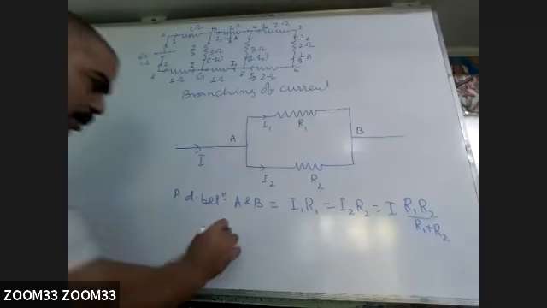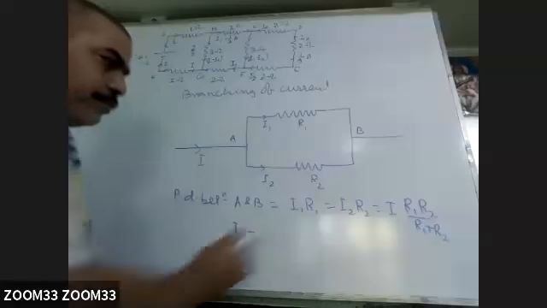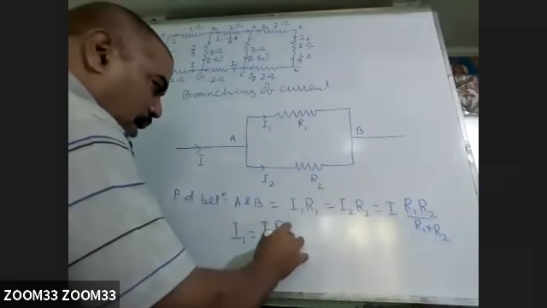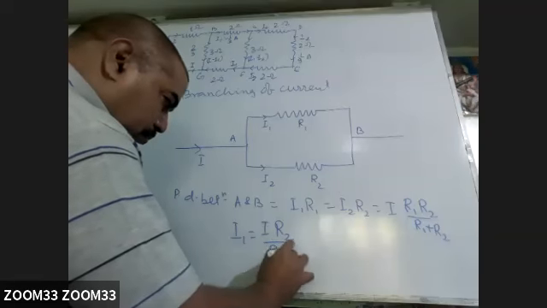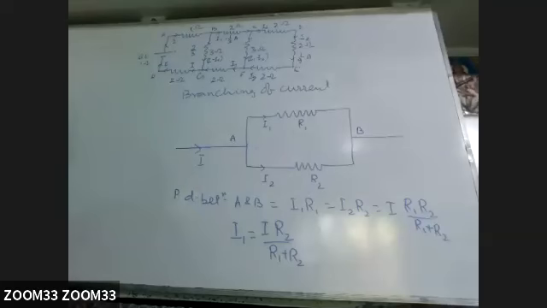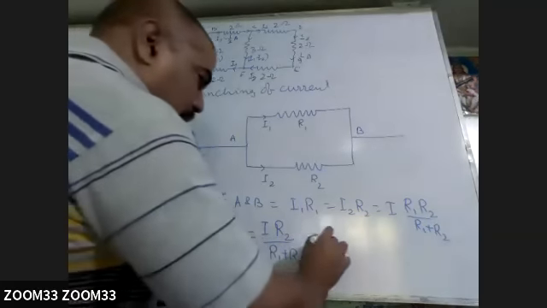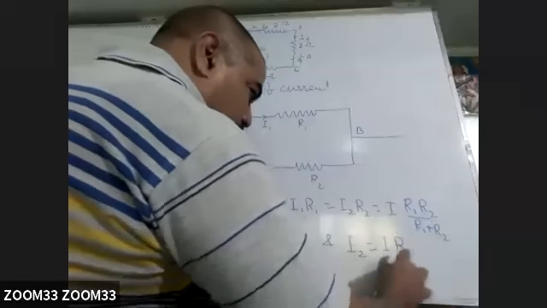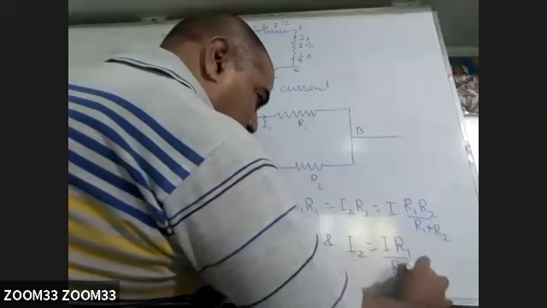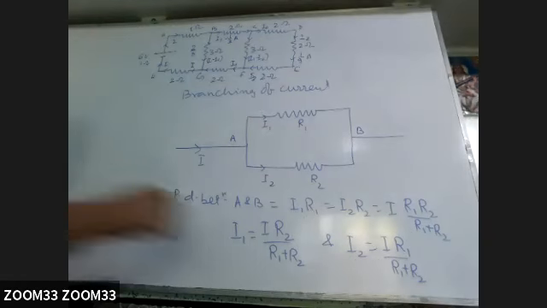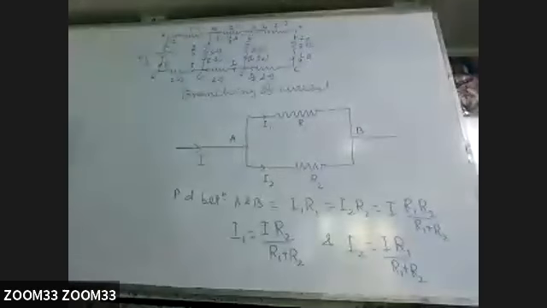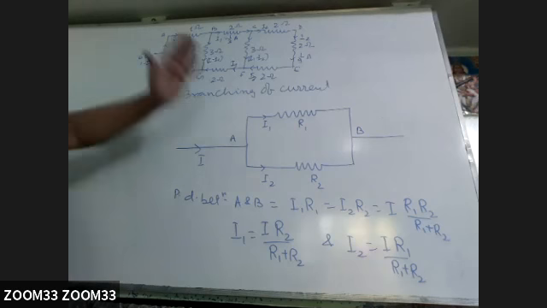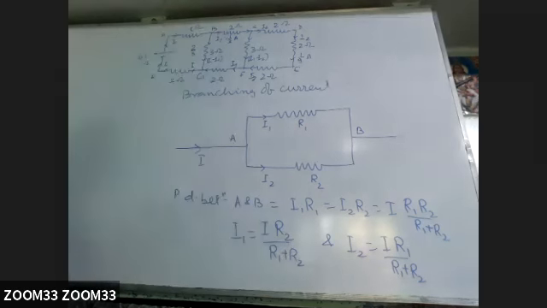So if we use this and this, we can find I1 without finding the value of potential difference. Directly we can use this relation. So this I1 will be what? If we use this and this, R1 cancels. So this is I R2 by R1 plus R2. And this I2 will be I R1 by R1 plus R2. Here R2 is cancelled. So this also you can use in this place.